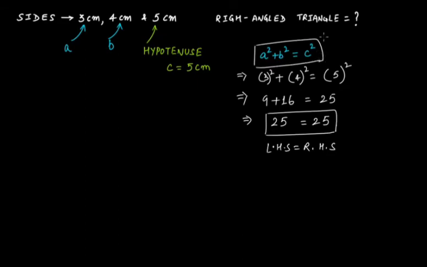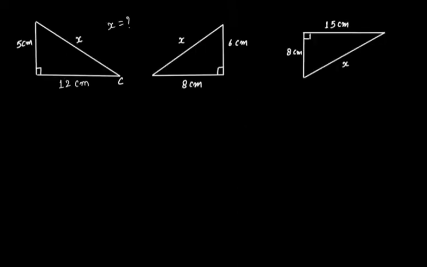Yes, Pythagoras property is being fulfilled here. That's why these sides will represent the three sides of a right angle triangle. Yes, it is true. So that's the importance of Pythagoras property. Let's solve some problems based on Pythagoras property, and let's begin with this one.